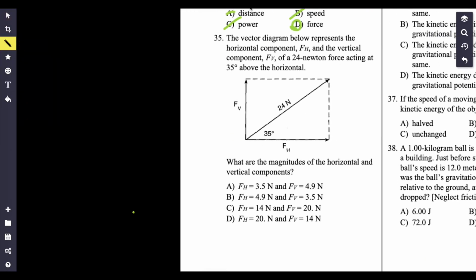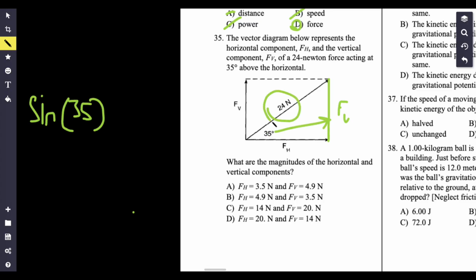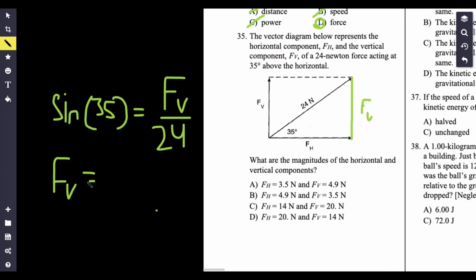All right, so let's do number 35 now. The vector diagram below shows the horizontal component and the vertical component. What is the magnitude of the horizontal? Well, let's say we're trying to find the vertical component. Sine of 35, what is that equal to? Sine of an angle is equal to opposite over hypotenuse. That's equal to VF divided by 24. So VF is equal to 24 sine of 35. And make sure that you have your calculator in degree mode when you're doing this.